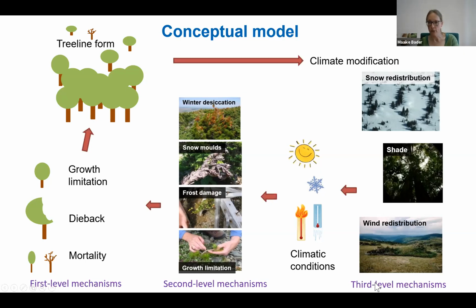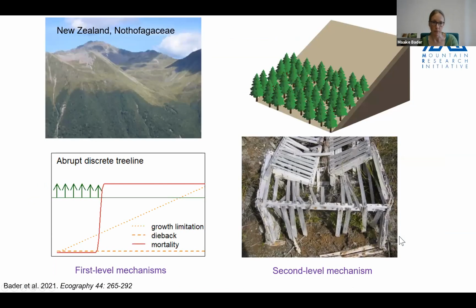So this we refer to as third level mechanisms. They are more the vegetation feedback mechanisms. So why are we distinguishing these two things? Well, one reason is that first level mechanisms may be the same and lead to the same pattern, even if the second level mechanism is different.